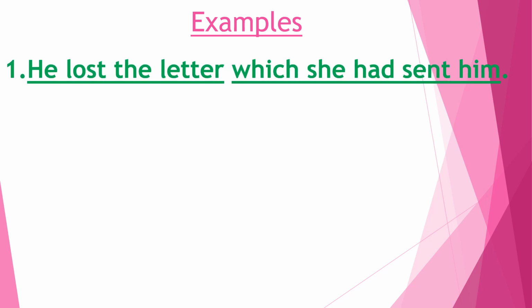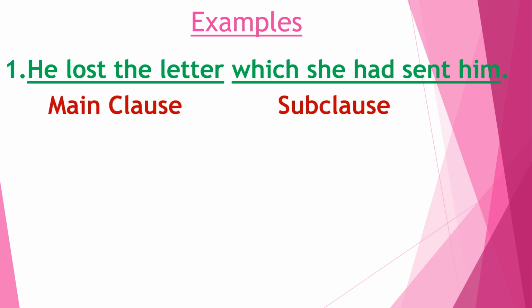Now see some examples. The first example: he lost the letter which she had sent him. Here, he lost the letter is the main clause. Look at the main clause part. He lost the letter. Here, he is the subject, lost is the verb, and the letter is the other part. So, he lost the letter completes the sentence.